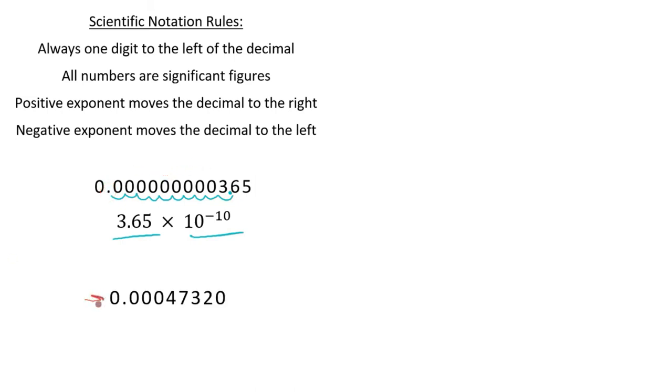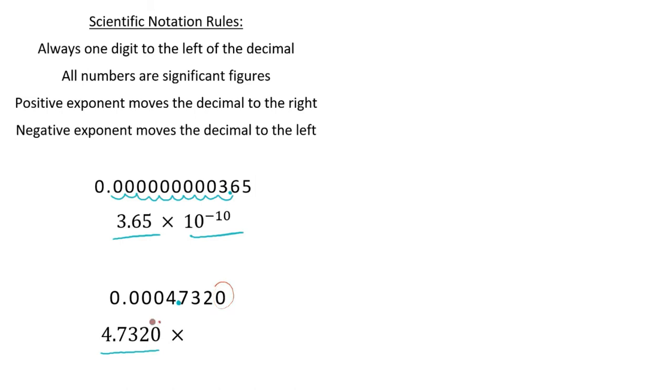Here is our next example. Again, we have a very small number, so we are going to be using a negative exponent. Let's put our decimal in place. We are going to be between the 4 and the 7 right here. So this is the first part of my scientific notation.